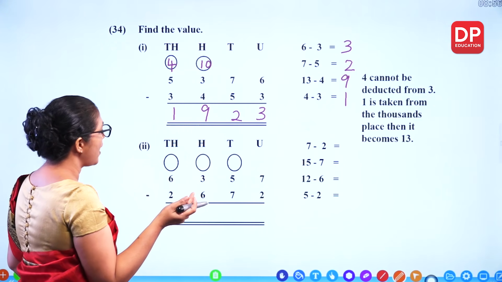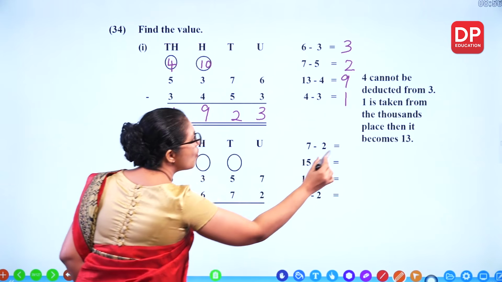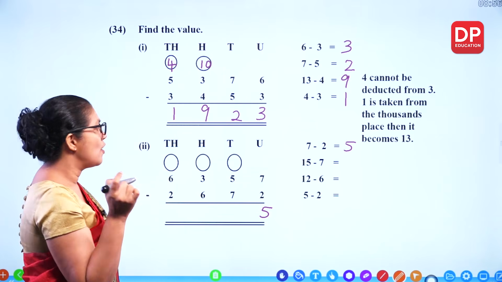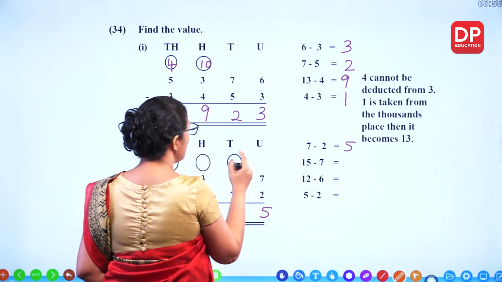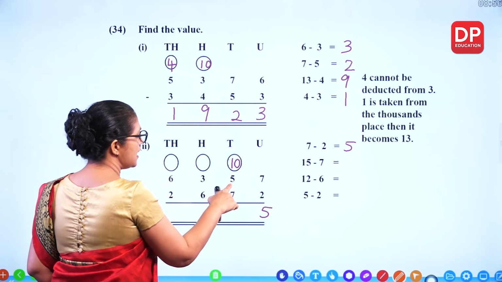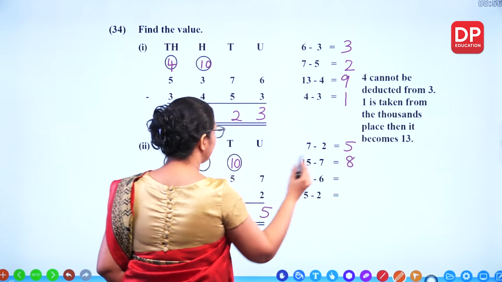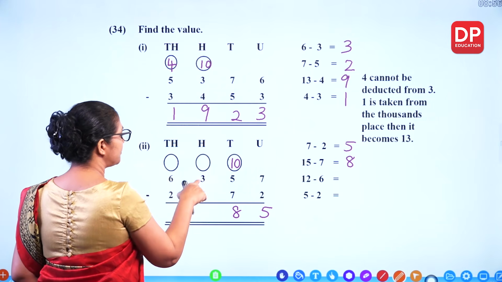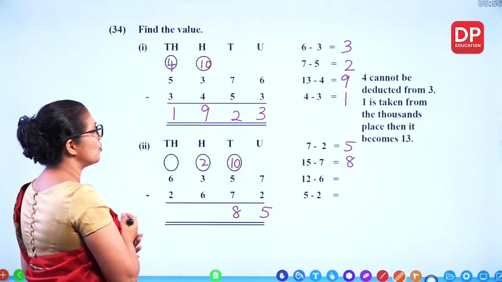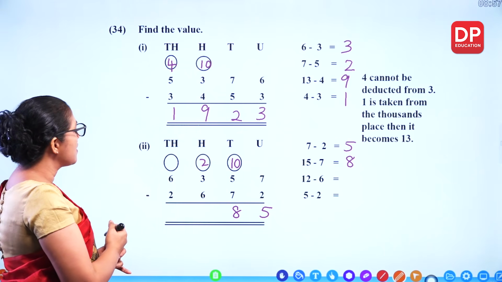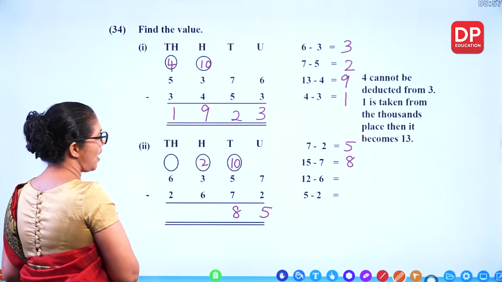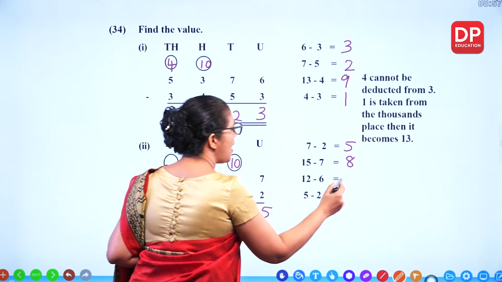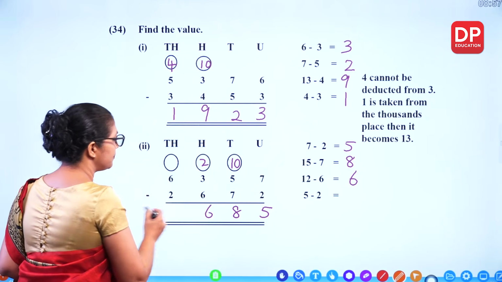Now this one, subtract these two. 7 minus 2, you get 5. Then can you subtract 7 from 5? We can't. We take 1 from there. So when you take 1, this becomes 15. 15 minus 7, you get 8 here. Now what's the number here? We took 1 there. This becomes 2. But can we subtract 6 from 2? You can't. So you are taking 1 from there. So when you take 1, that becomes 12. 12 minus 6 is 6.